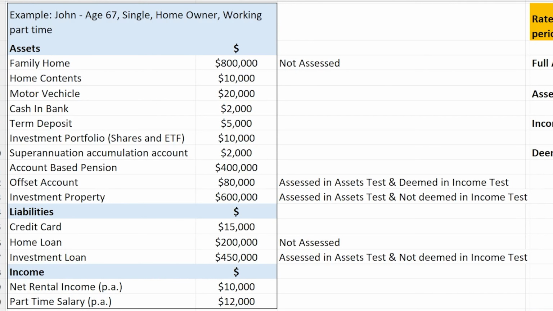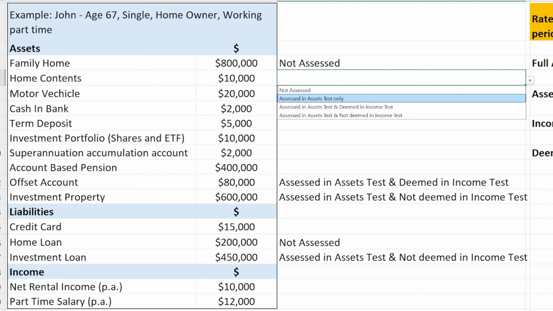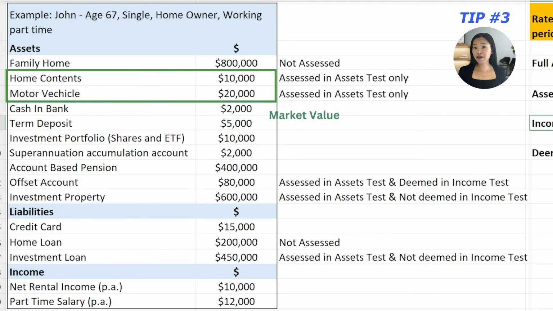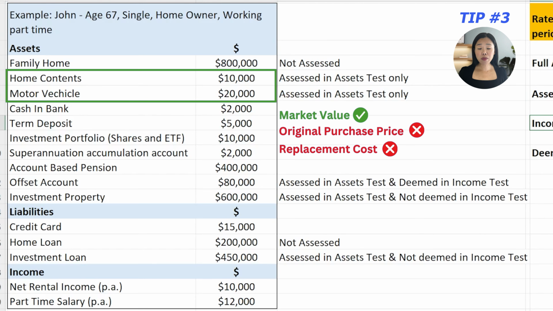Home contents and motor vehicles are considered non-financial assets and they are only assessed in the assets test. It's important to know that Centrelink assesses them at market value, not the original purchase price or replacement cost. Most people do not have more than $10,000 worth of furniture and personal effects, but many mistakenly report the insured replacement value or a sentimental value. This can unnecessarily reduce their age pension entitlements. If you have done this, update your figure with Centrelink to ensure you're receiving the correct payments.